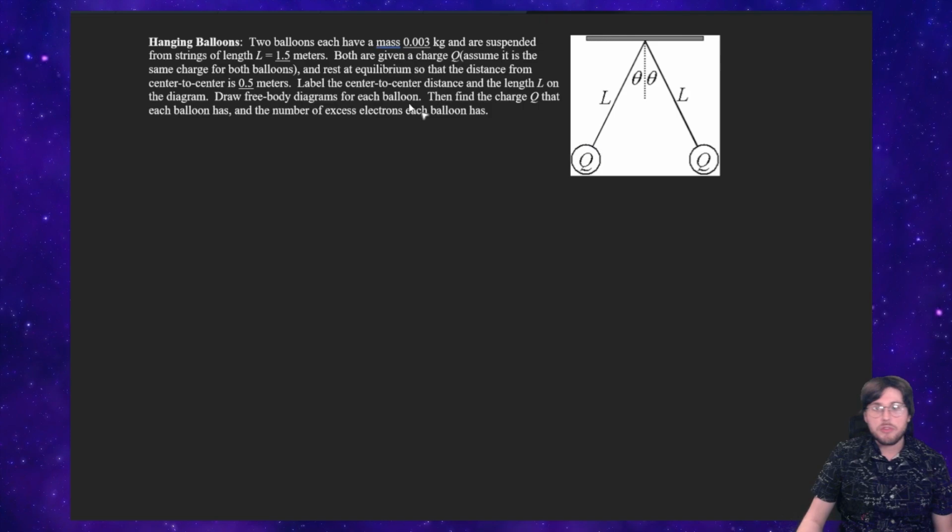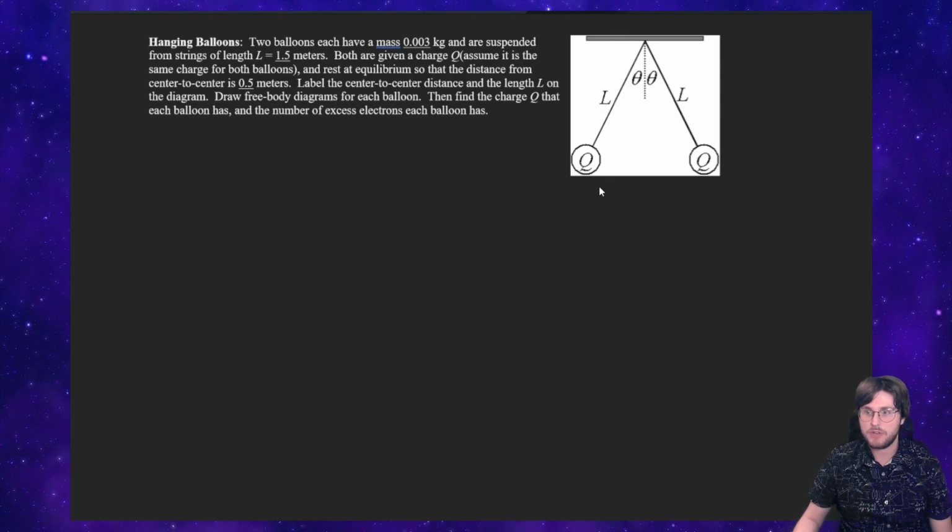Now, both of these balloons are at equilibrium, which means this is effectively a static equilibrium problem. The forces are all going to add to 0. And we are given the distance from the center of one balloon to the other. So we'll go ahead and mark that distance on here just for our own convenience. The center-to-center distance, which I'll draw a little curly bracket for, labeled as R, is going to be 0.5 meters.